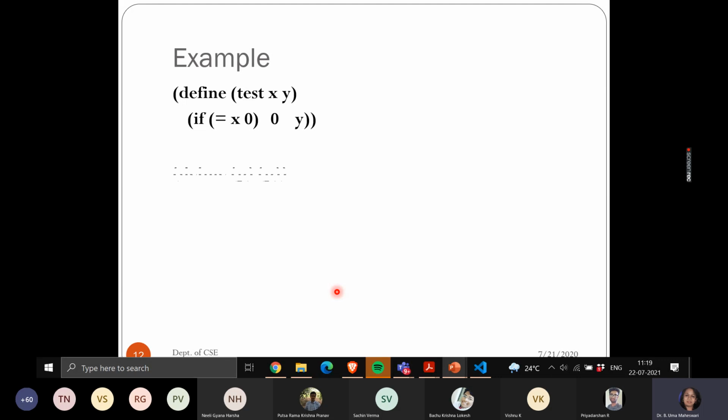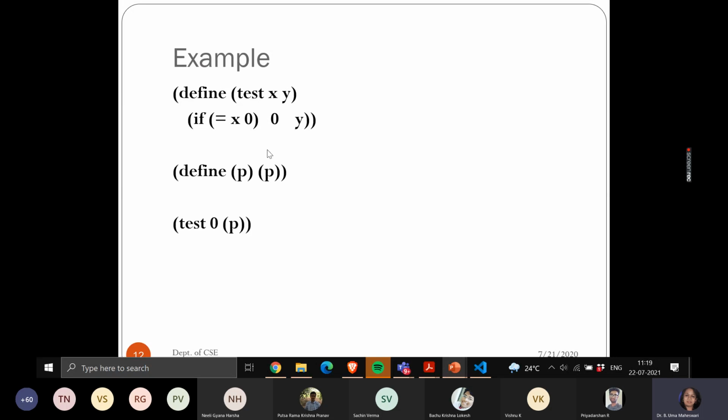Let's take this one. There is define test x y. If x is equal to 0, return 0. Otherwise, it will return y. Now I'm going to call the test with 5, 10. So which one will be evaluated? Test of 5, 10. So 5 is not equal to 0, so it will return y. What is that? 10 will be returned. So it's all very easy, nothing great at all.